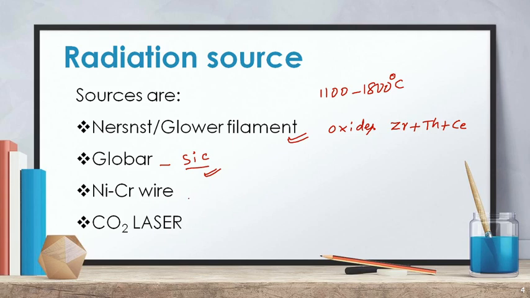And one more is nickel copper wire. When you heat the nickel copper wire, there is emission of IR radiation. Nickel copper wire is also known as nichrome. So take the nichrome and heat it, then you will get IR radiation. And the last source of radiation is the carbon dioxide laser. So these are the possible radiation sources in the case of an IR spectrophotometer.